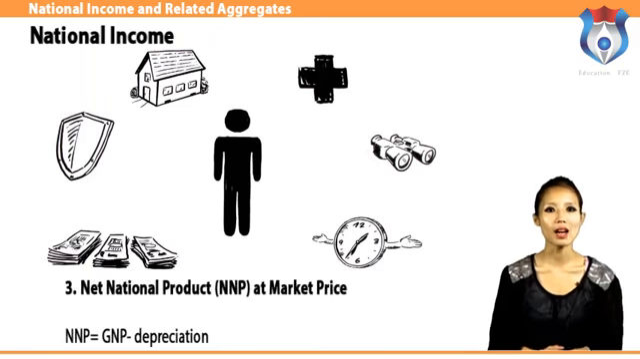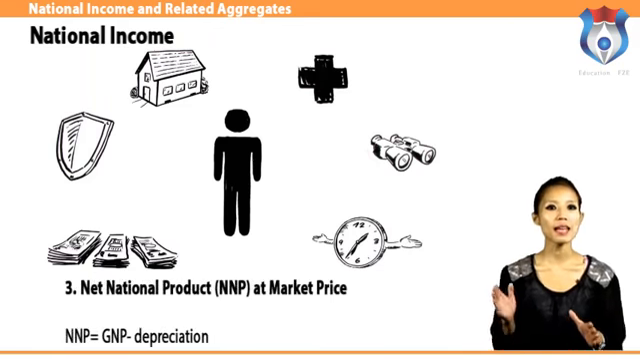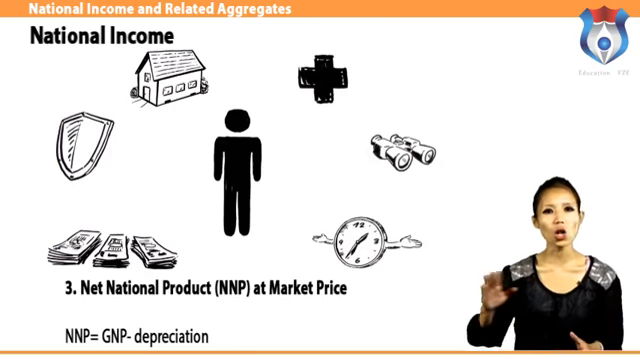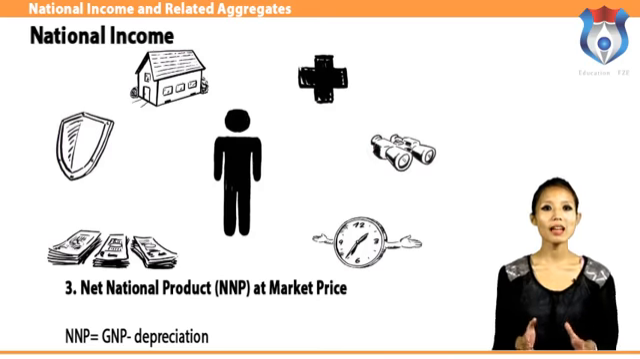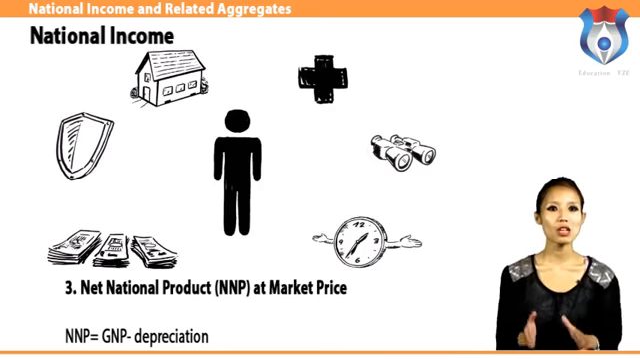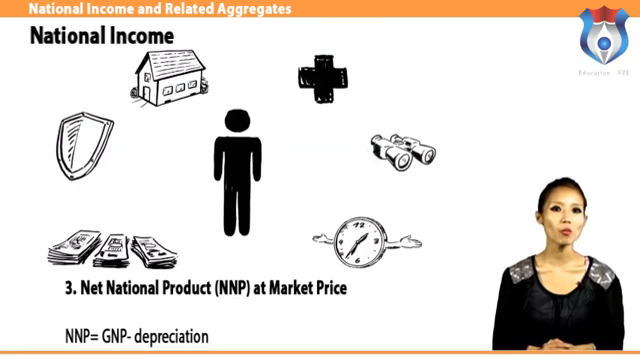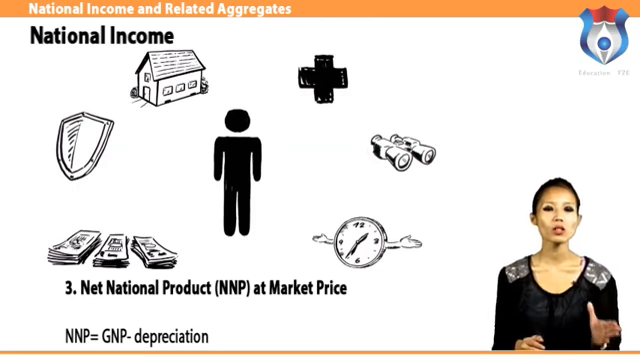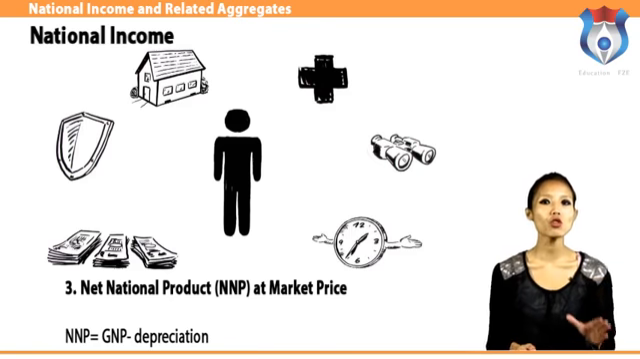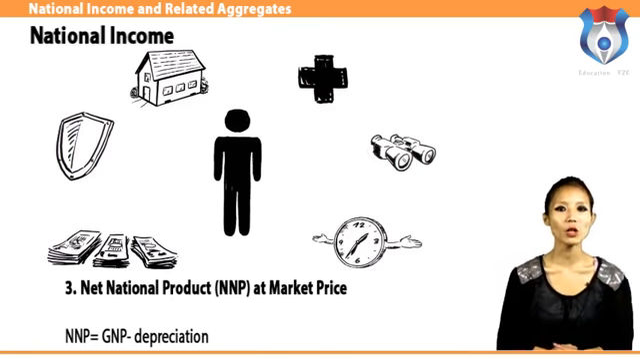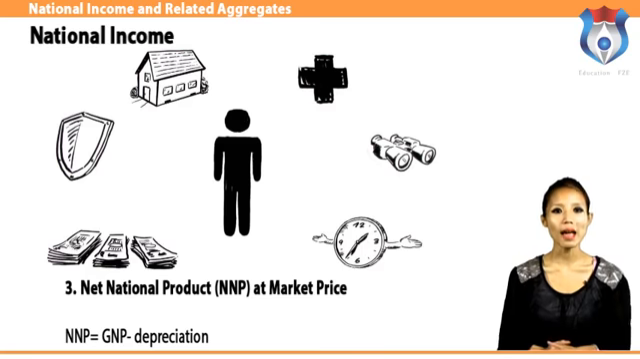Net National Product (NNP) at market price. NNP is the market value of all final goods and services after providing for depreciation, that is, when charges for depreciation are deducted from the GNP, we get NNP at market price. Therefore, NNP is equal to GNP minus depreciation. Depreciation is the consumption of fixed capital or fall in the value of fixed capital due to wear and tear.